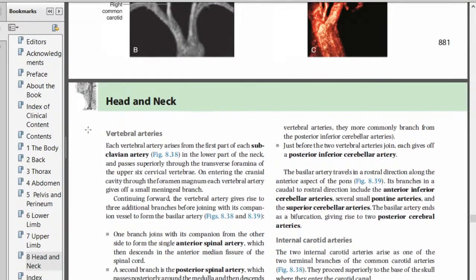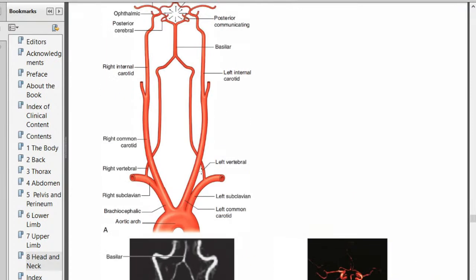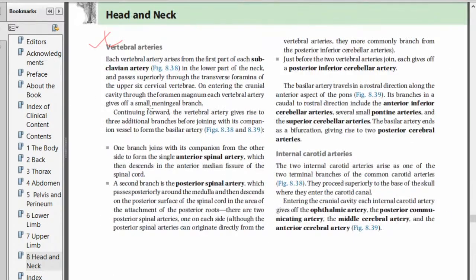Okay, let's talk about the vertebral artery. We have already said that the vertebral artery and internal carotid artery meet up to give the basilar artery. So let's start here with the vertebral artery. Each vertebral artery arises from the first part of each subclavian artery. So here is the subclavian artery, and right here is a vertebral artery. It arises from the subclavian artery and is actually the first branch of the subclavian artery.